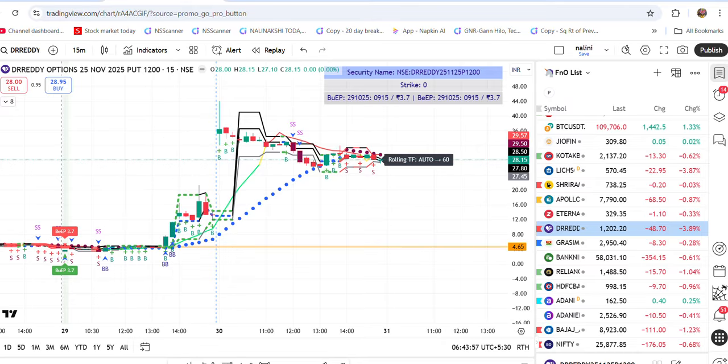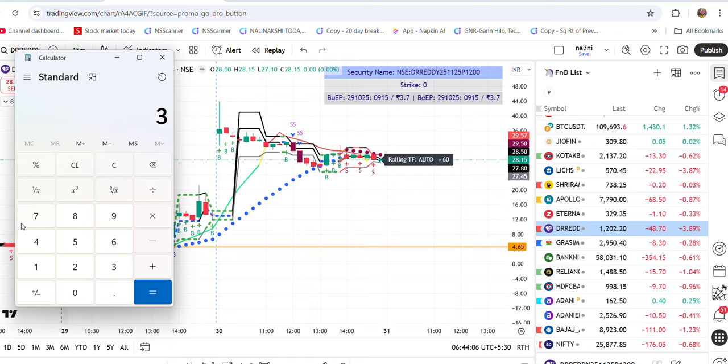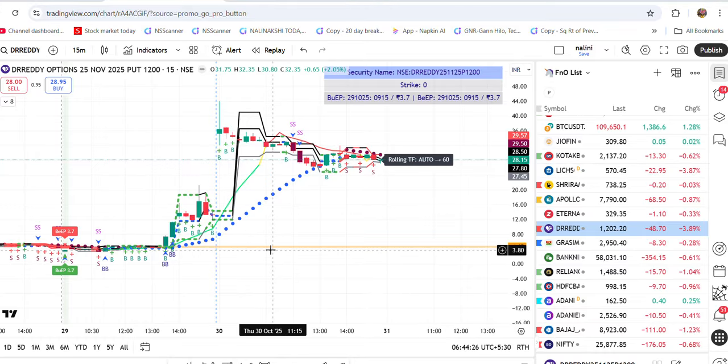This is another way of selecting the stocks. Calculator: 37 into 625 is 23,125 within 2 days. How could it have manifested? It was manifested through episodic pivot and my rolling pivot. So you need these two indicators for this.